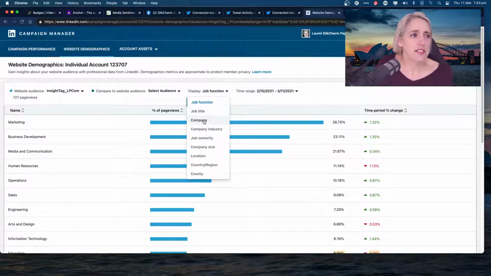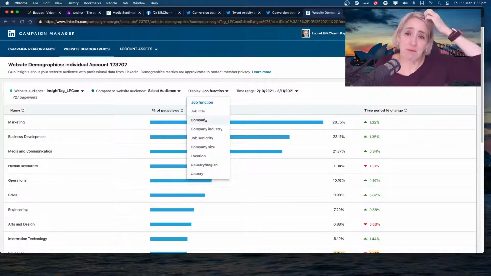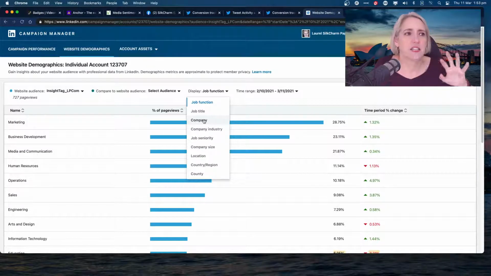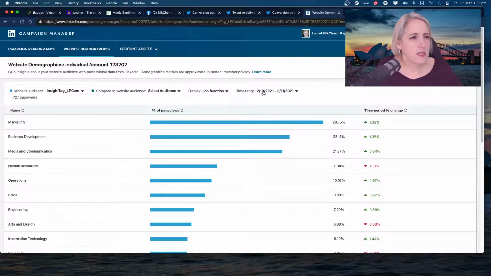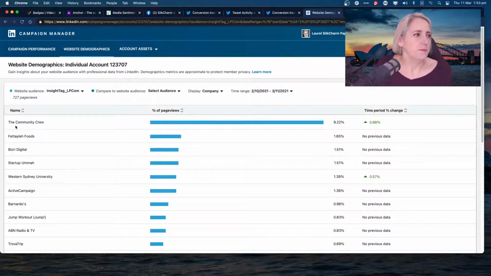Now, I can also go here and see what companies have been to my website. There's a few universities that come through as having looked at my website recently. In fact, since the 10th of February to the 11th of March. Oh yeah, I'll show you companies. It doesn't matter. So this is my company, the Community Crew. It's one of them. I've got two. Yes, two. And then there's Sam. Hi, Sam, who's come in.